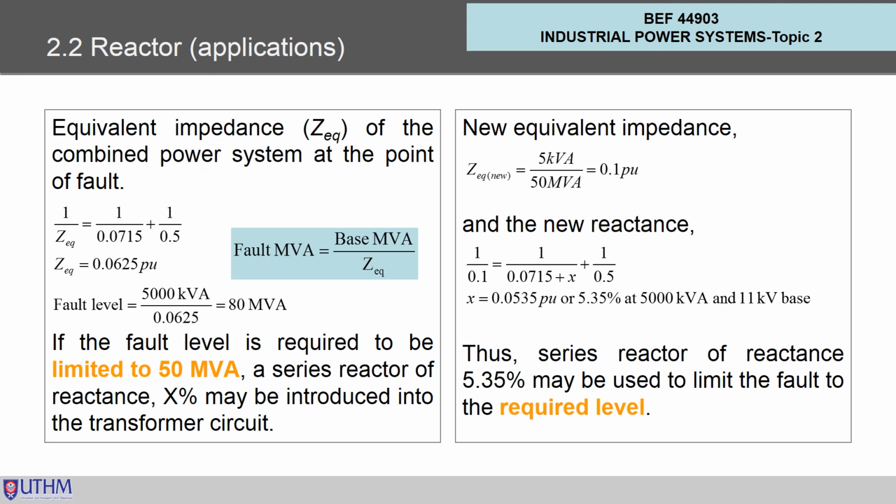And then we have to calculate the new reactance. By using the formula of parallel reactance, we can get the value of X new, which is 0.0535 per unit, or 5.35% at 5000 kVA base and 11 kV base. Thus a series reactor of reactance 5.35% may be used to limit the fault to the required level.